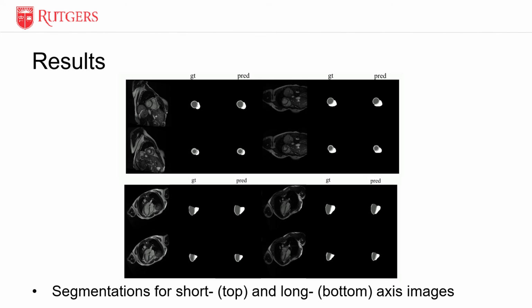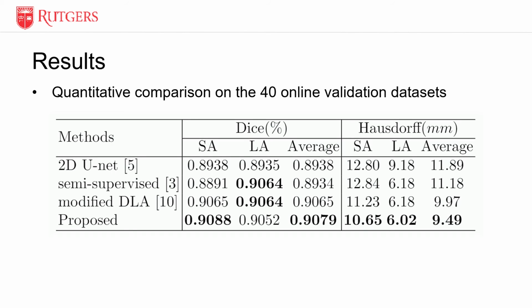Here are some example results of the proposed method. These images are randomly selected from the 32 validation set of one fold for the short and long axis segmentations. We also present a comparison of the proposed method with different state-of-the-art cardiac MR segmentation methods, including the 2D UNet, a semi-supervised method, and the modified deep layer aggregation.